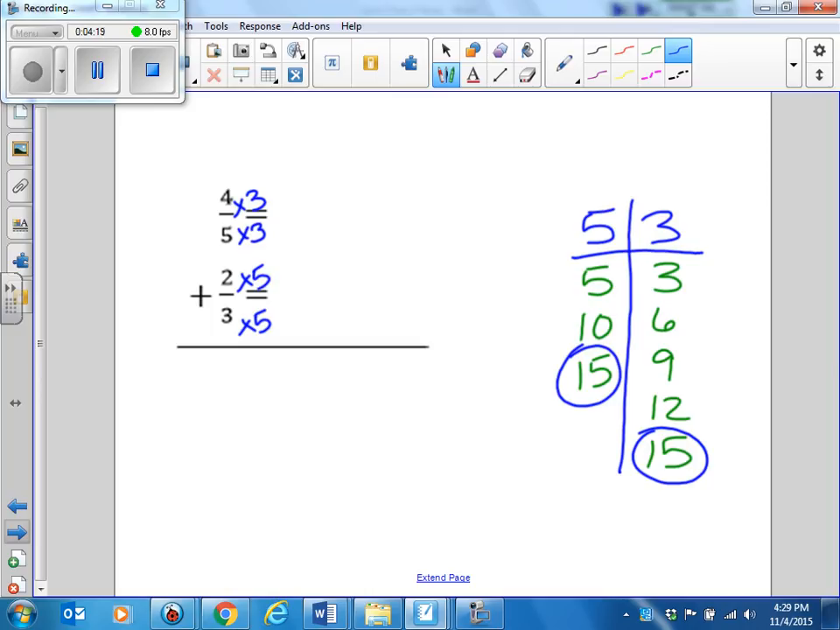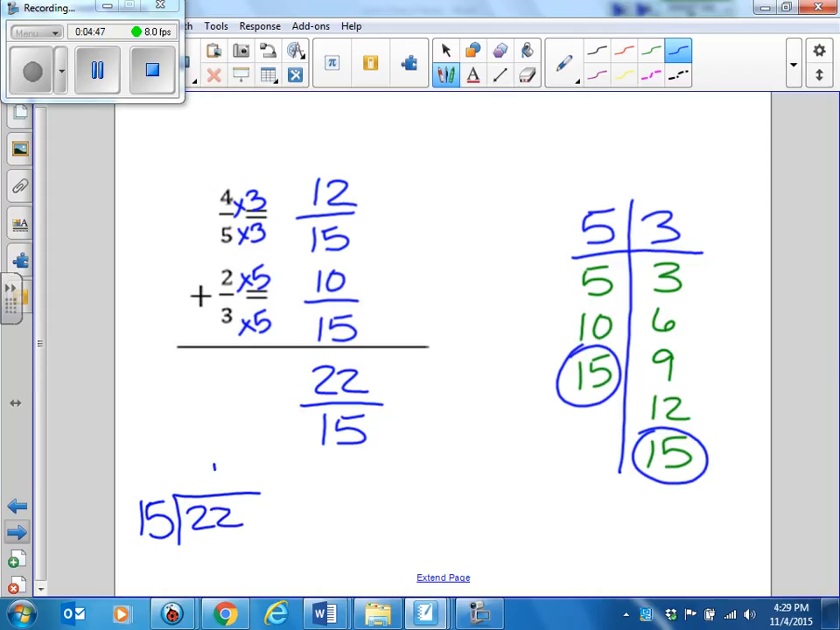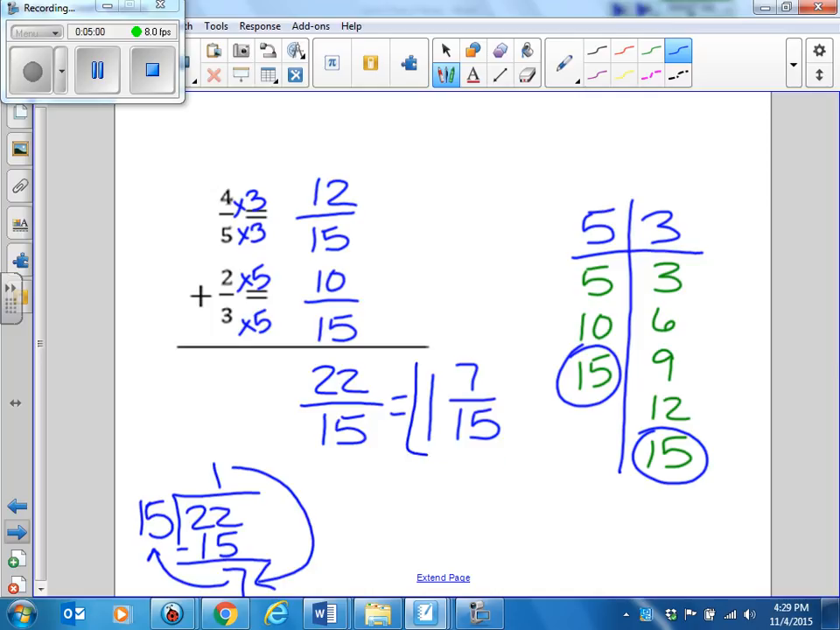Okay? So 4 times 3 is 12. 5 times 3 is 15. 2 times 5 is 10. And 3 times 5 is 15. And then I have 10 plus 12, that's 22. And my denominator stays the same. My denominator is 15. And then, again, I need to simplify this. 15 goes into 22 one time. 22 minus 15 is 7, so my answer is 1 and 7/15.